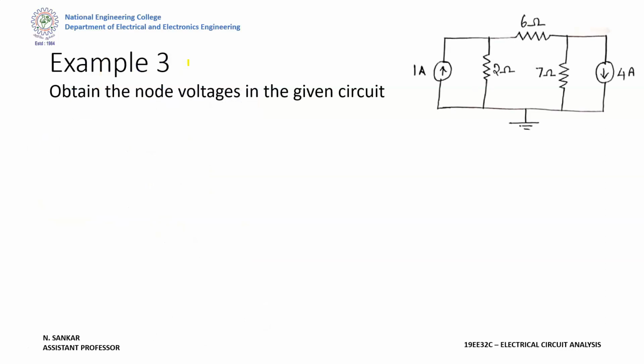So next sum, obtain the nodal voltages in the given circuit. Okay. So first point, take this as a reference node. So one thing over. So next one, number of non-reference nodes. So 1, 2. So we have totally 2 non-reference nodes. So name it as V1 for node 1 and V2 for node 2.